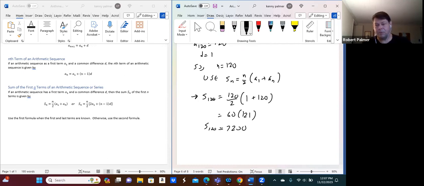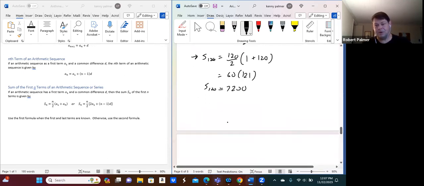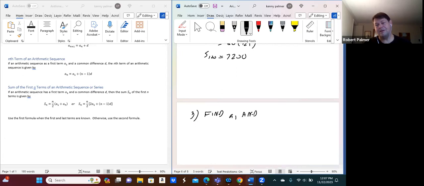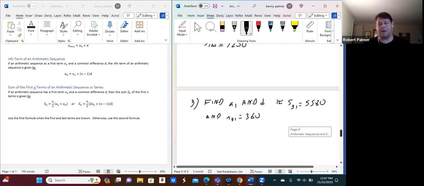Okay, let's do one more, practicing with these formulas. I think we'll just start down here. Number 3 is here. We want to find A1 and D if we know that the sum of the first 31 terms is equal to 5,580, and the 31st term is equal to 360. So this time we want to find A1 and D. We know these two things.